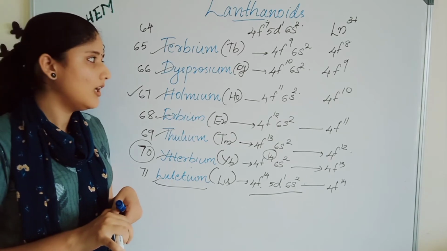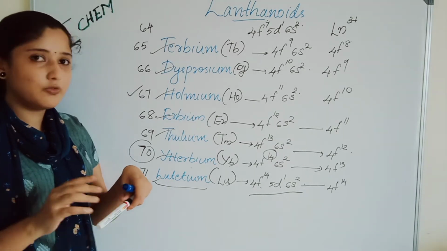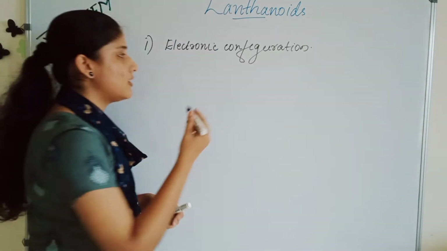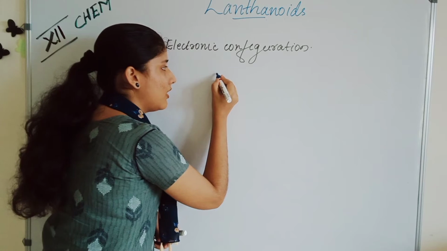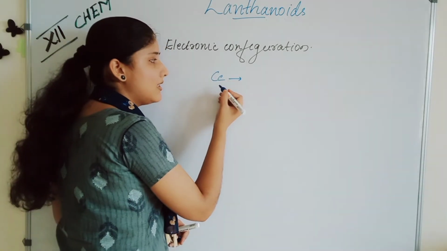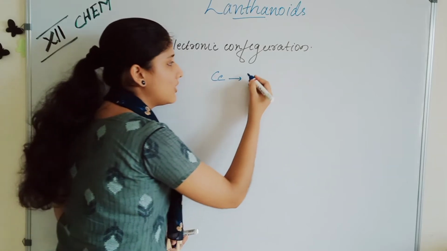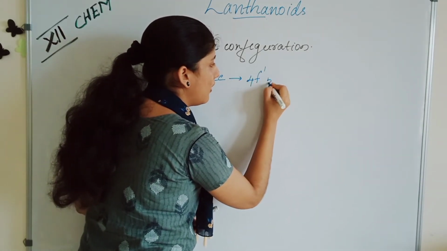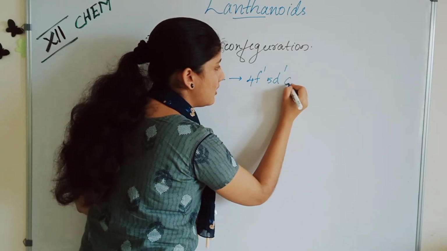You should study the name of the compound, name of the elements, its symbol and also the electronic configuration. We studied the electronic configuration. For cerium, what will be the electronic configuration? It is represented by Ce. What will be the electronic configuration? It is 4f1, 5d1, 6s2.